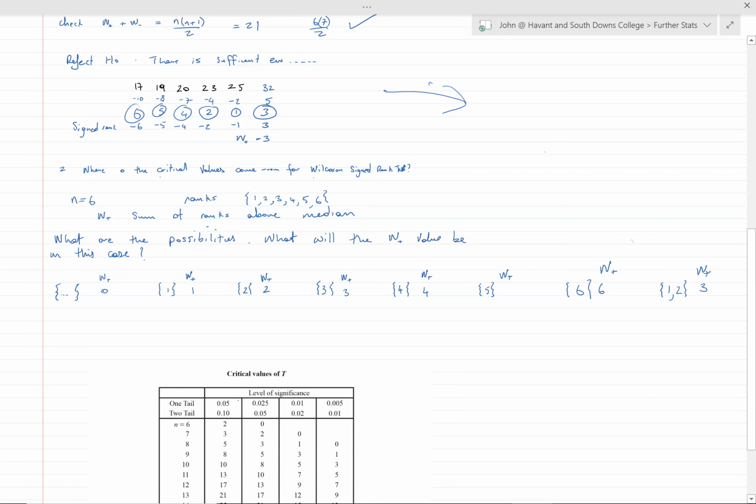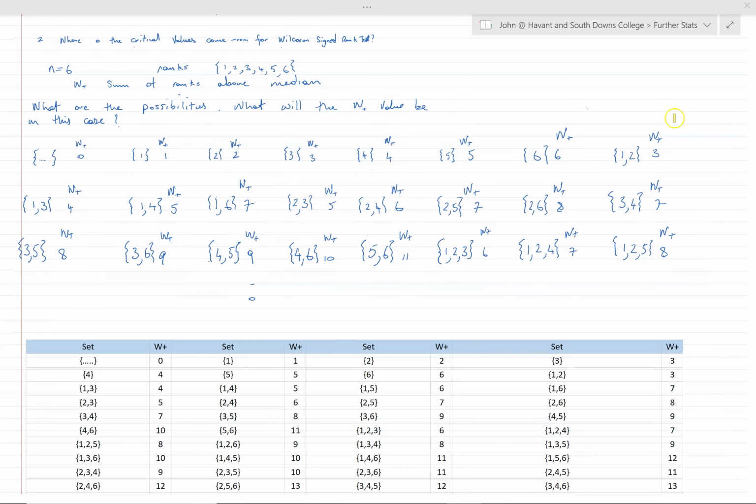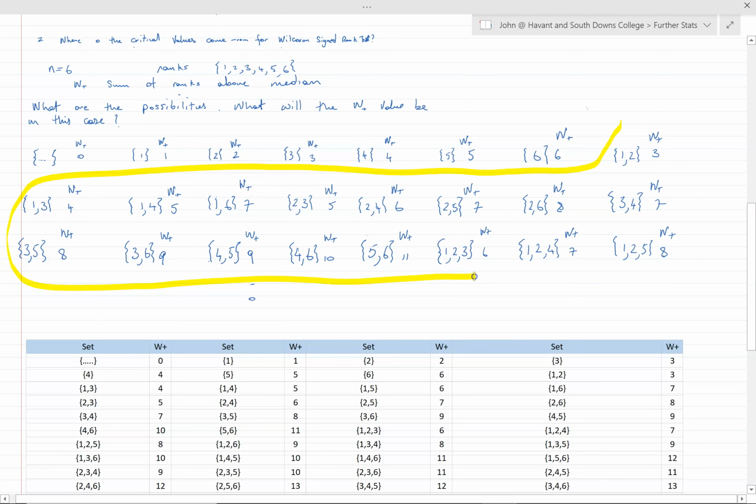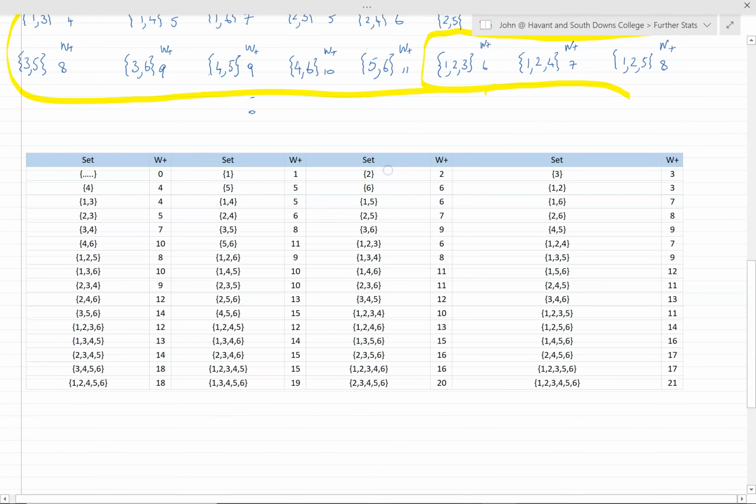And we can carry on doing all these possibilities, which I'll just list now. Here I've got all the possibilities where there are 2 above the median. And I've started to write by hand those that are 3 above the median. In the end, all the possibilities are listed below, all the way up to the 6 possibility, where all 6 of them are above the median.